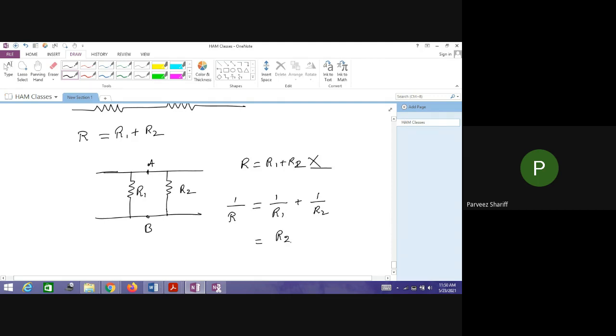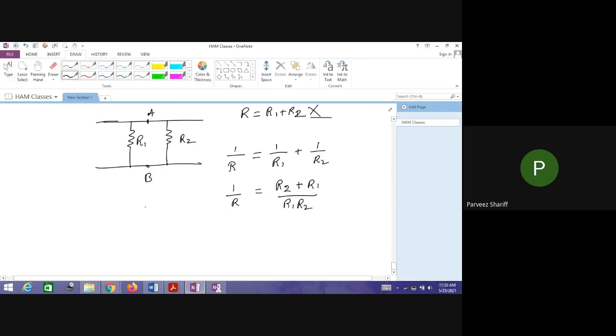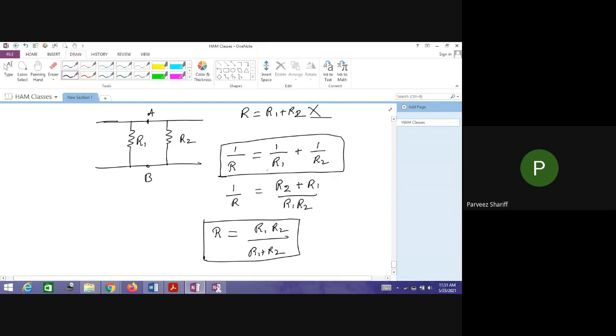If you cross multiply, we will get R2 plus R1, and we can multiply the denominators R1 and R2. We will get 1 by R. So in short, if I want to find the actual value of resistance, R is equal to R1 into R2 divided by R1 plus R2. So if two resistors are in parallel, use this equation, R1 into R2 divided by R1 plus R2, or you can straight away substitute in the reciprocal equation and then find the reciprocal of the total value. You will get the resistance across the parallel.